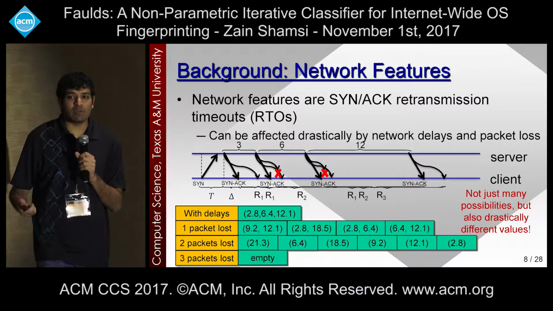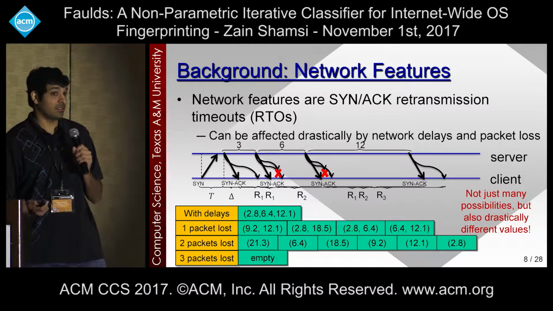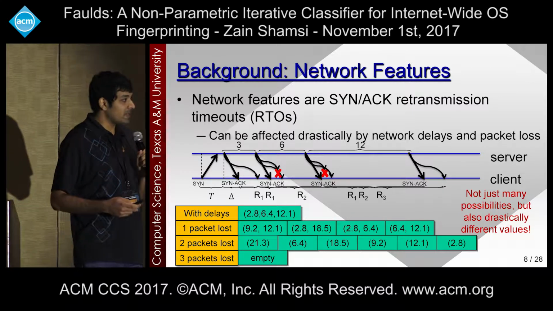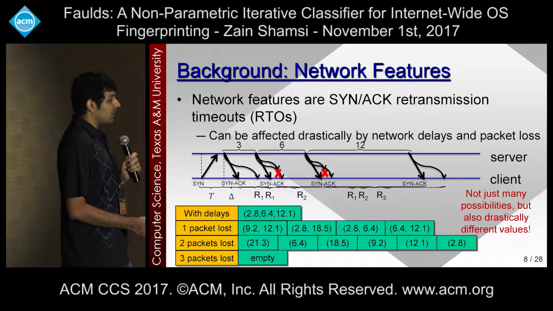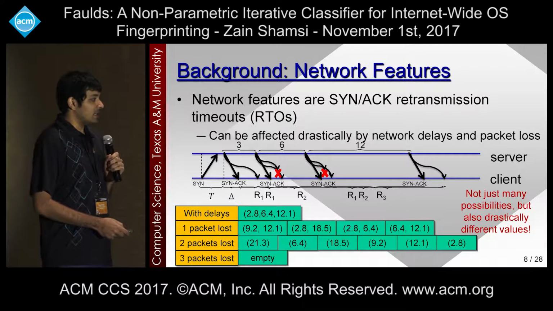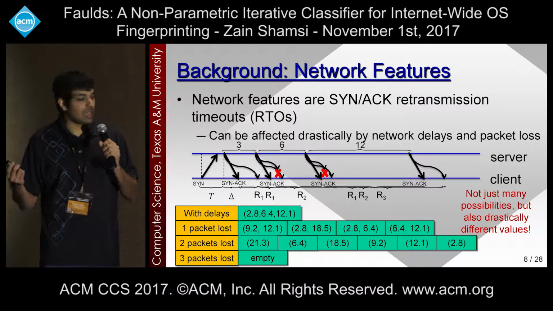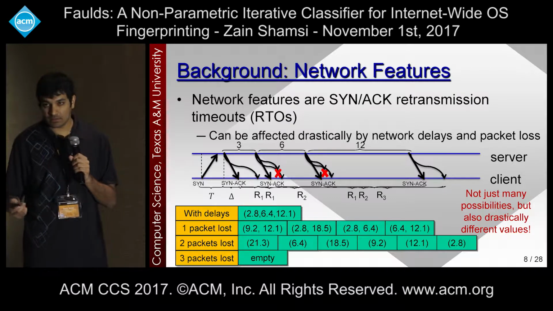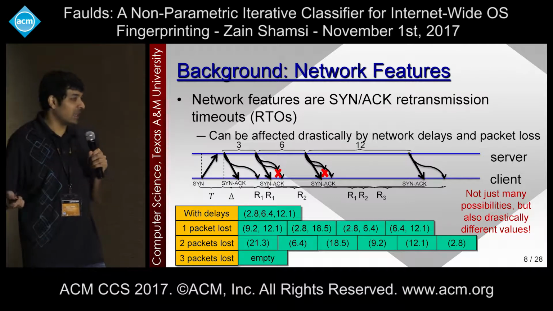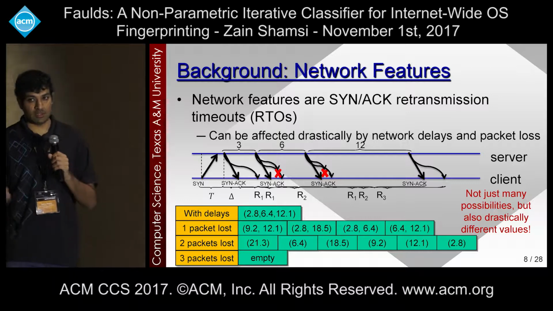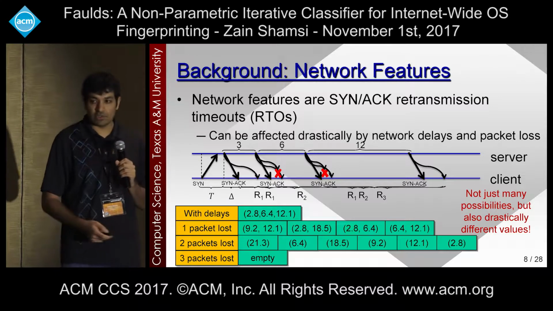But of course, if you're doing a measurement on the internet, you're not going to see 3, 6, 12 back. There's going to be delays. So say we have a large delay in that first packet, we might see something like 2.8, 6.4, 12.1. And not only delays, we also have loss, right? So you can lose a packet. Now you see 9.2, 12.1.